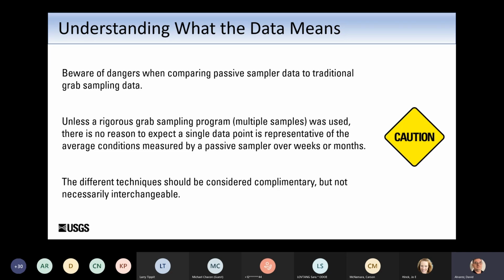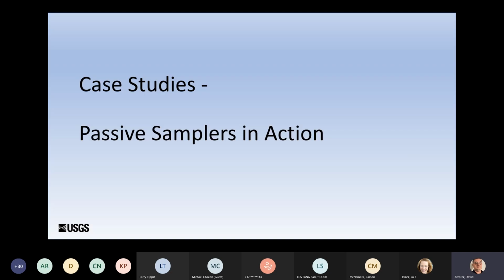Unless you're doing a rigorous grab sampling regime where you're collecting a lot of samples over the time period, there's no reason to expect that a single data point is representative of the average conditions over weeks to months that you would get from a passive sampler. Not that one is better or worse than the other. All the sampling techniques provide very useful information, and it depends on the question being asked what type of sample will best provide the information you need. And really, you need to think about these different sampling techniques as being complementary, not necessarily always interchangeable.